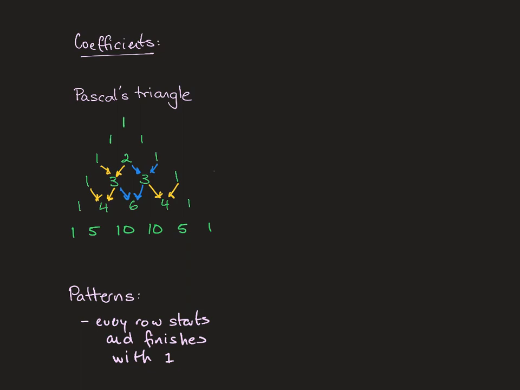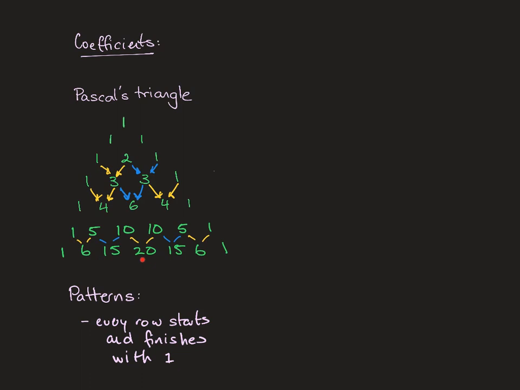So using that pattern, you can generate as many rows as you like. So go ahead and generate the next row using that pattern. Press pause, have a go, and then I'll put the answer up. How did you go? Did you get your 1 on each end? And then 6, 15, 20, 15, 6.